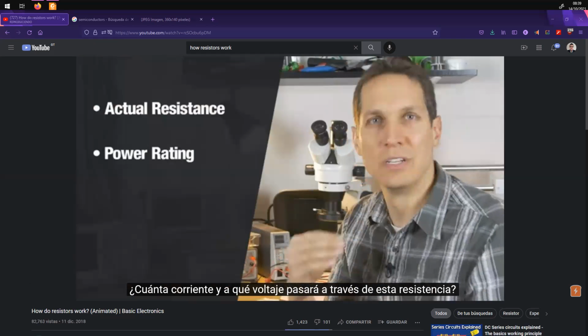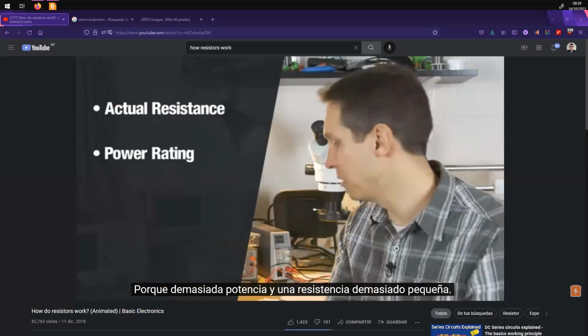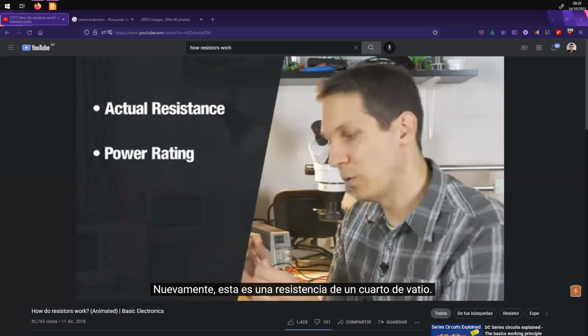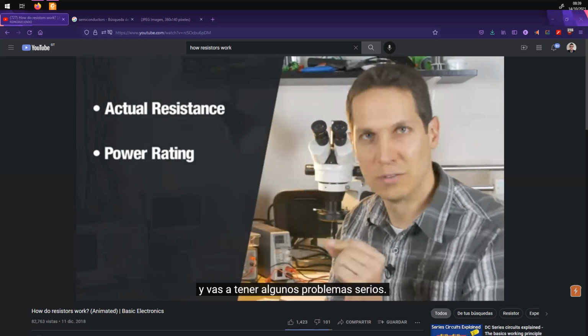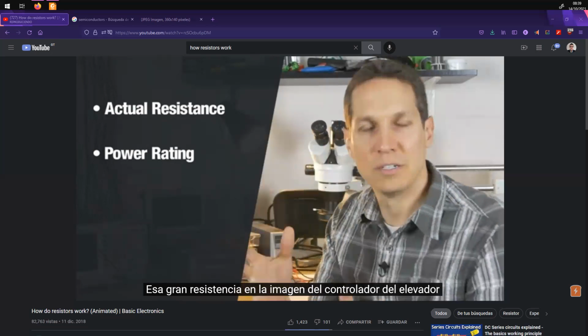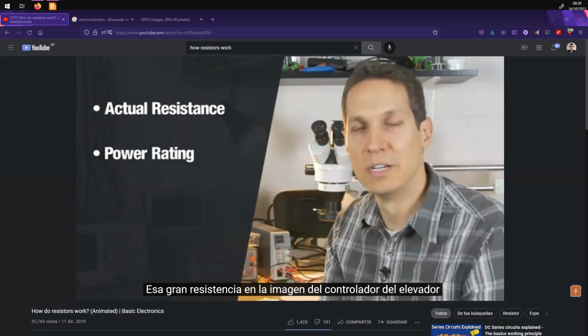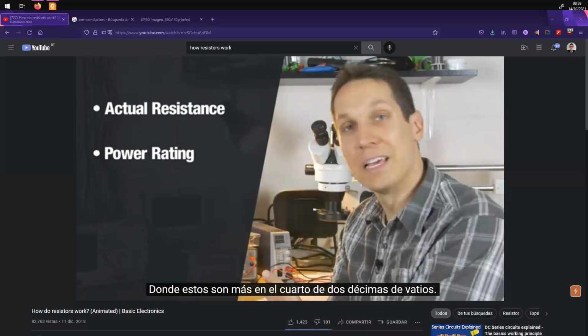But you also need to know what the power rating is, how much current and at what voltage is going to be through and across this resistor, because too much power and too small of a resistance, again, this is a quarter watt resistor, you try and put too much power through this thing and you are going to have some serious issues. That large resistor in the picture from the elevator controller, that obviously is more in the tens to hundreds of watts, where these are more in the quarter to tenths of watts.